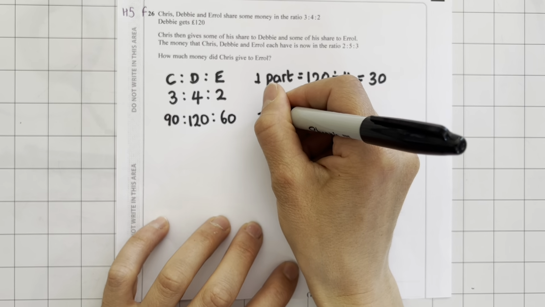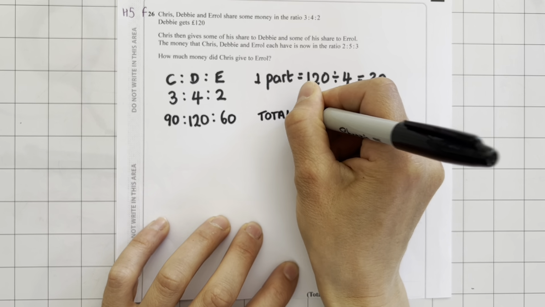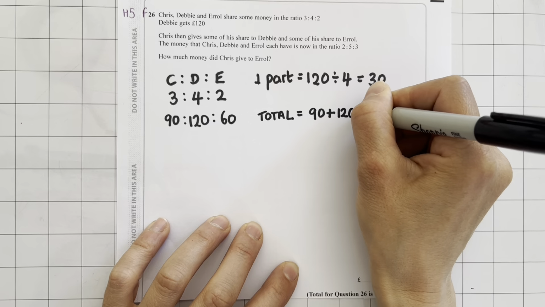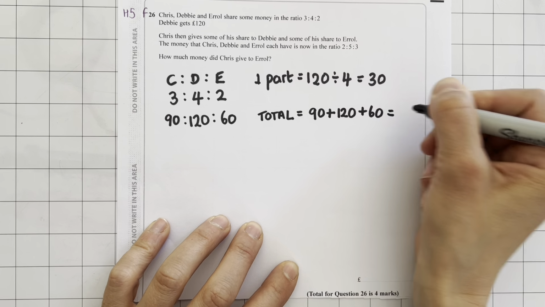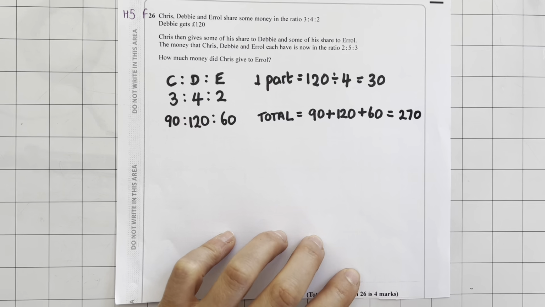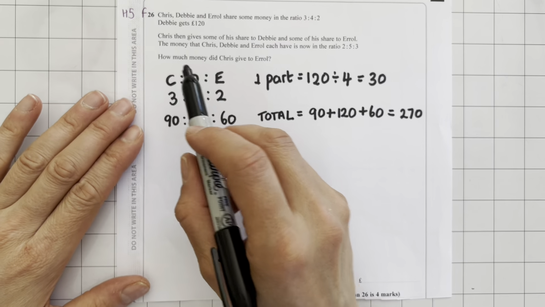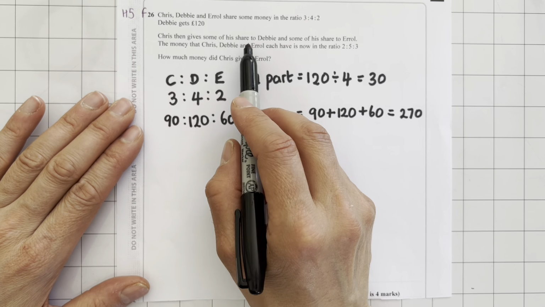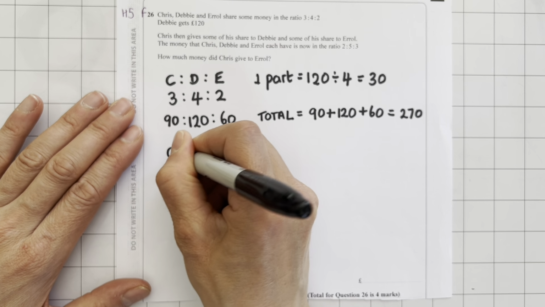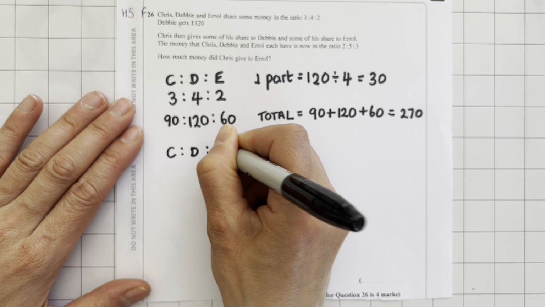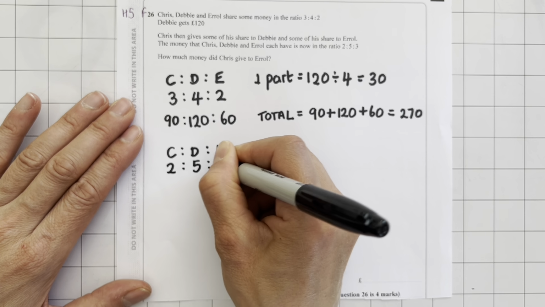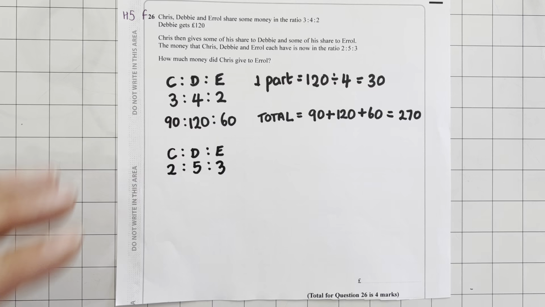This means the total amount of money will be 90 plus 120 plus 60, which is £270. We're told that after Chris gives some of his share to Debbie and Errol, the new ratio for Chris to Debbie to Errol is 2 to 5 to 3.